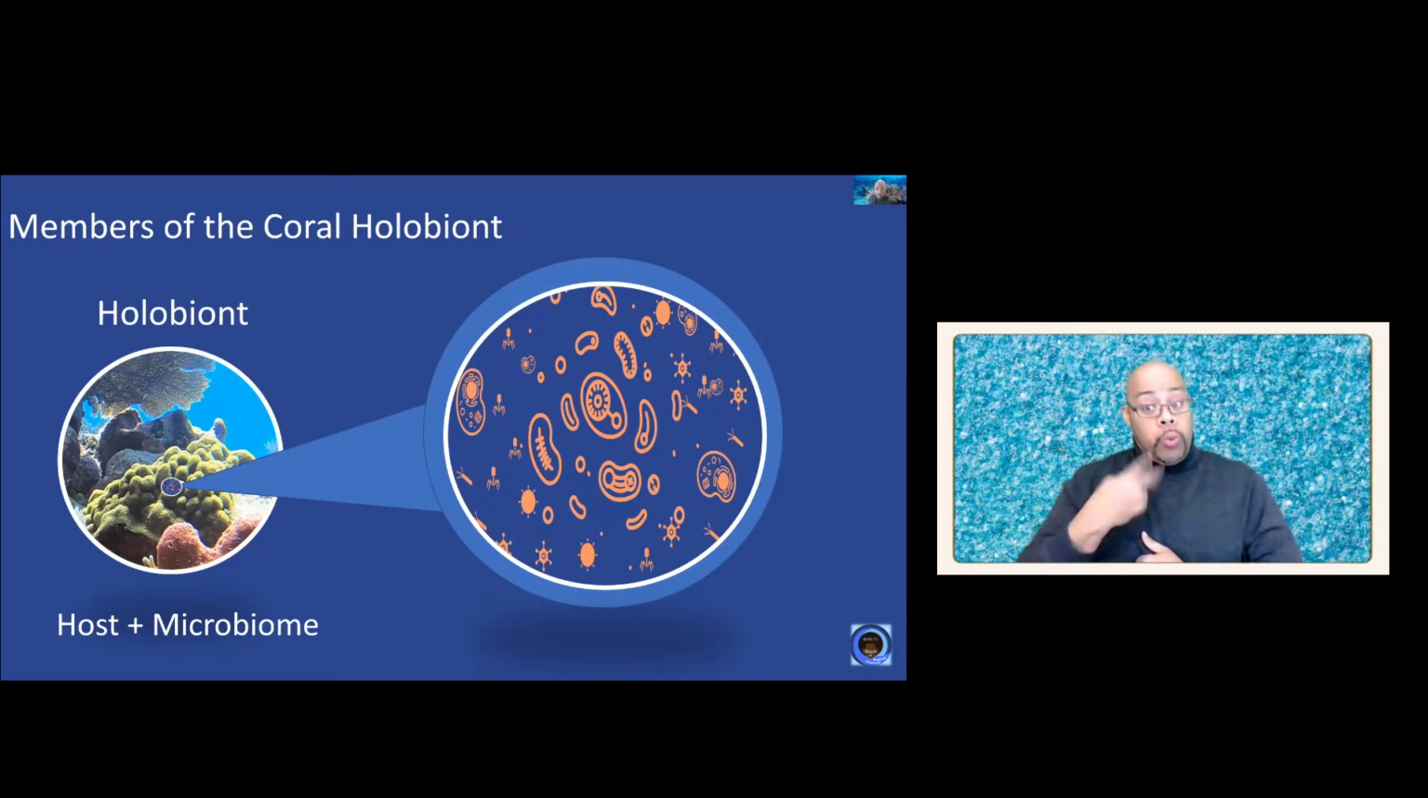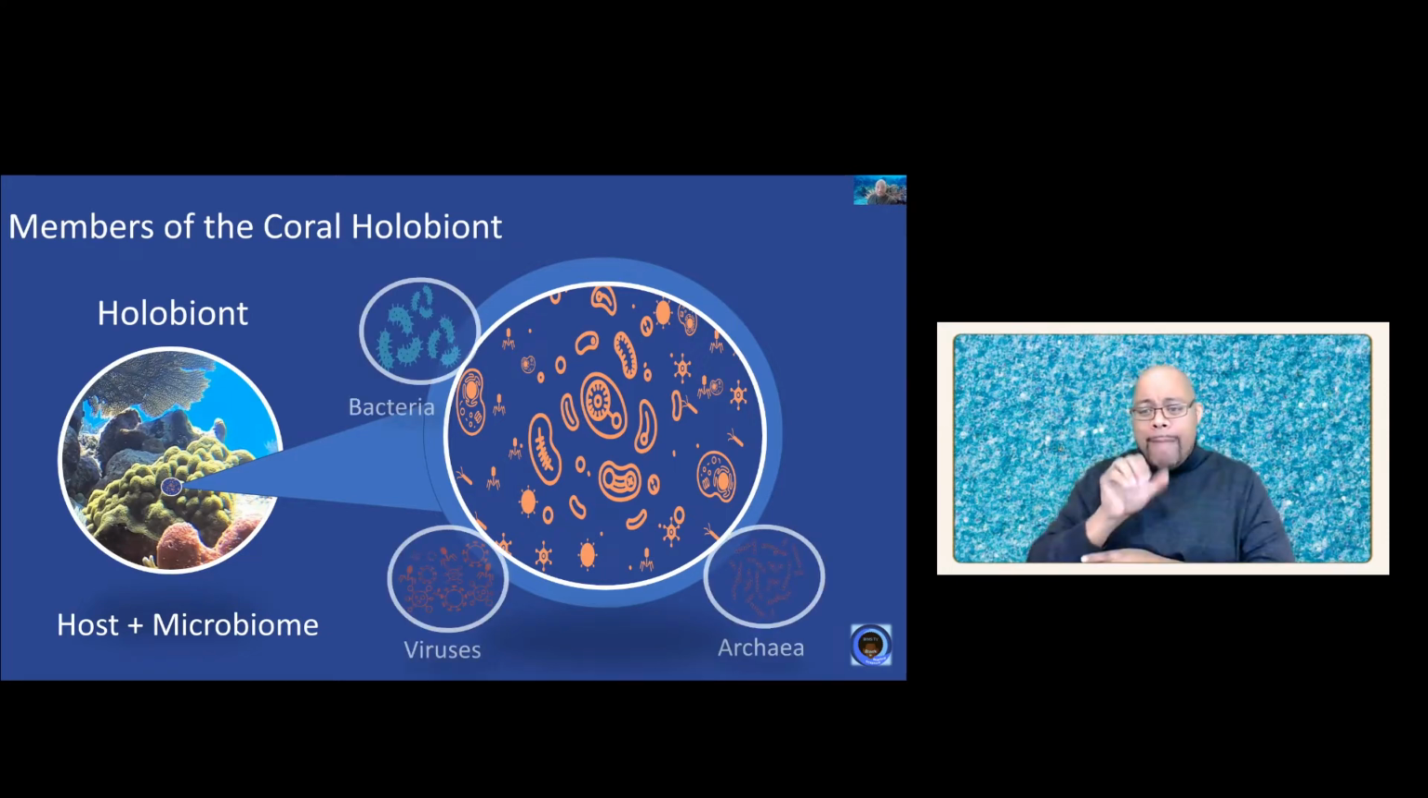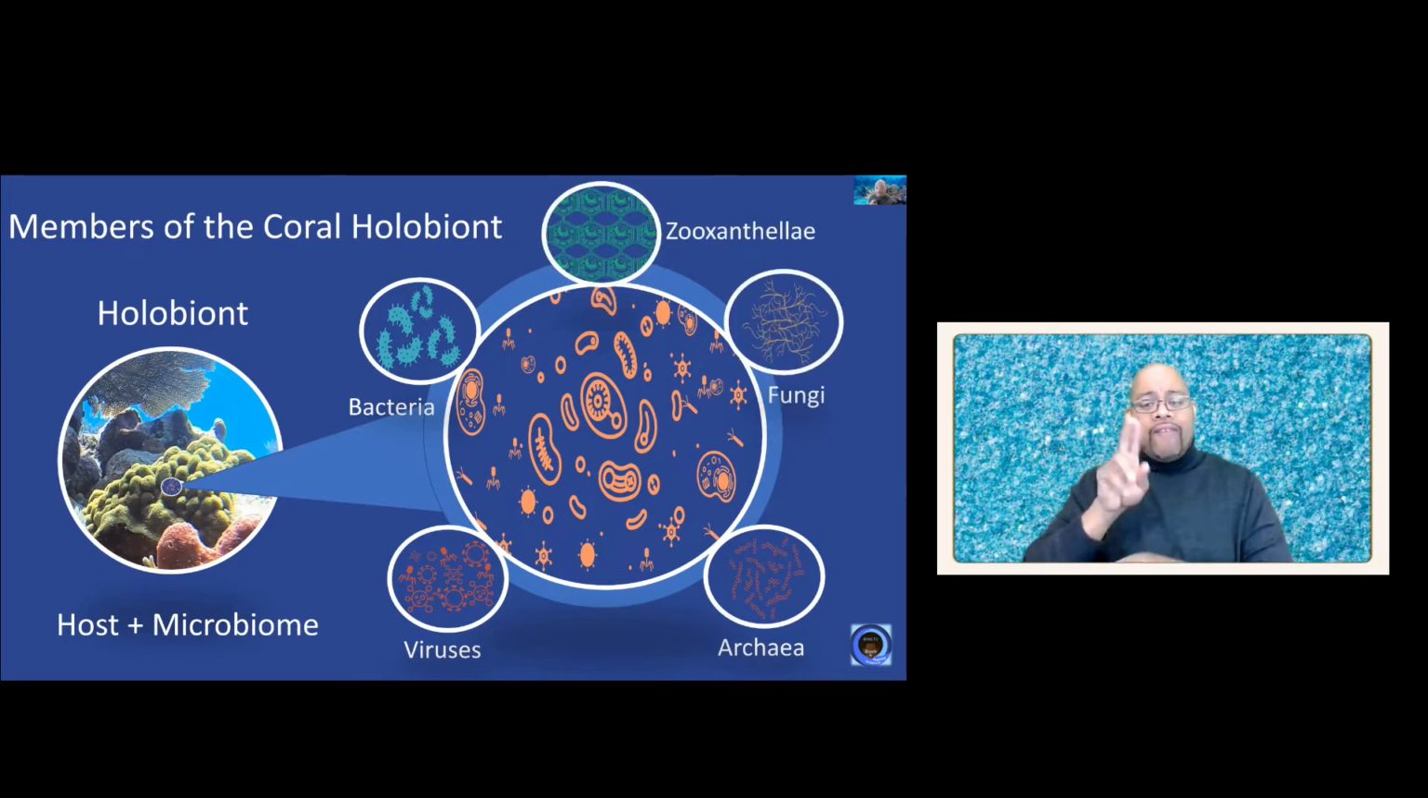We would find, of course, coral tissue cells, but we would also find really small, ancient things like bacteria, viruses, and archaea. These groups are collectively considered prokaryotic organisms, and they can outnumber the coral host cell 1,000,000 to 1. But then we can also find more complex double-bound organelle type cells, things like fungi and even microscopic algae, or in this case, zooxanthellae. And we all know that zooxanthellae are an incredibly famous part of the coral microbiome when we talk about coral algal symbiosis.